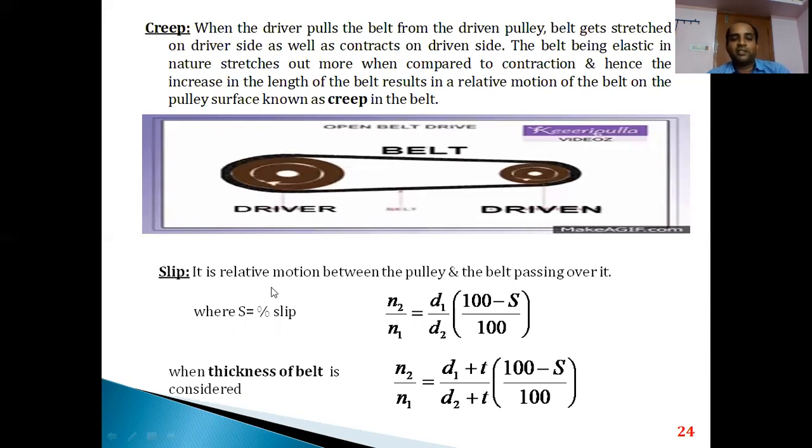Similarly, another term is slip, which comes from the term creep itself. Slip is the relative motion developed between the belt and the pulley. Generally, we calculate the slip in terms of percentage. You have already seen this equation, the velocity ratio. If you multiply it by the term 100 minus s by 100, you will get the slip amount, that is how much percentage is present. Sometimes, if you consider belt thickness, you can write this equation as n2 by n1 is equal to d1 plus t by d2 plus t, into 100 minus s by 100, which gives the slip in terms of percentage.